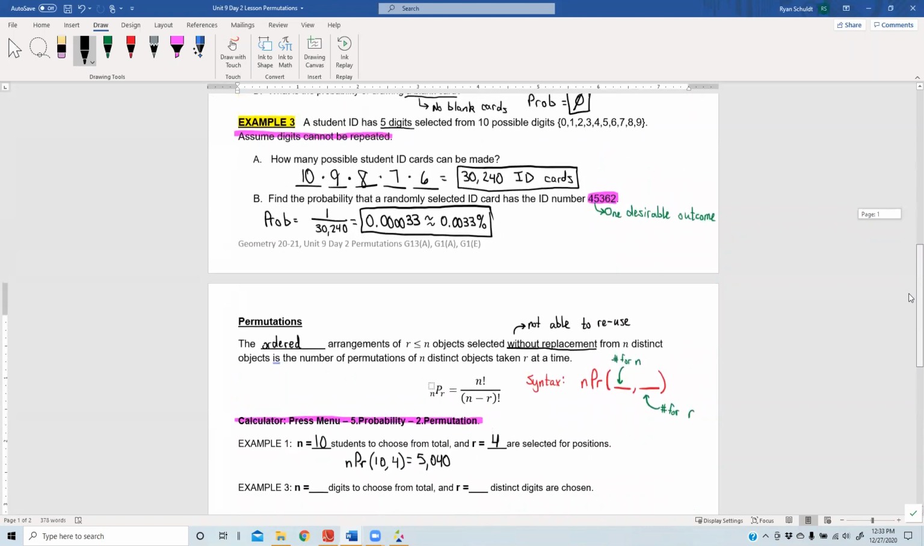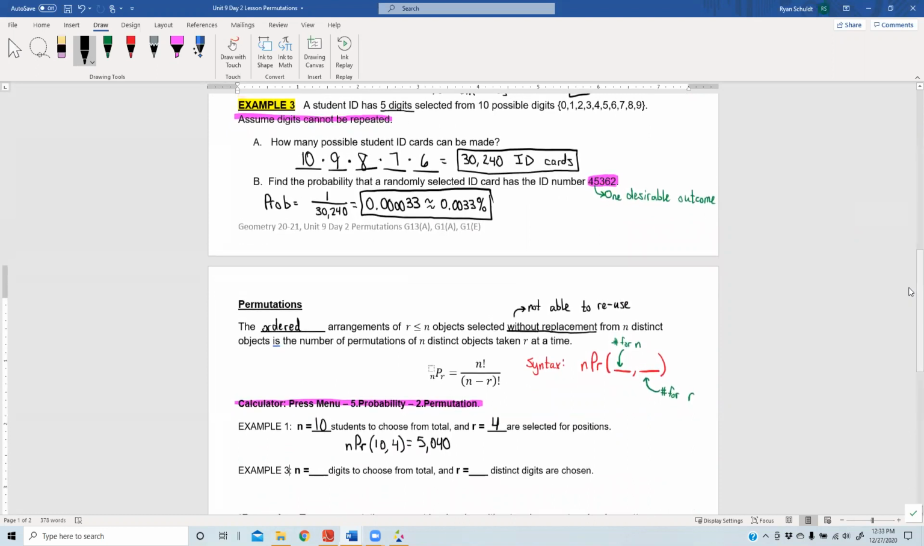Now let's look back at example 3. I'm going to put it kind of at the top of the screen so you can see it. How many digits did we have to pick from? Well, so we picked 10 possible digits. How many distinct digits are chosen? Meaning we couldn't repeat them. Well, there's 5 digits that we picked for the ID number. So NPR, which one goes first? The 10. And then we have the 5.